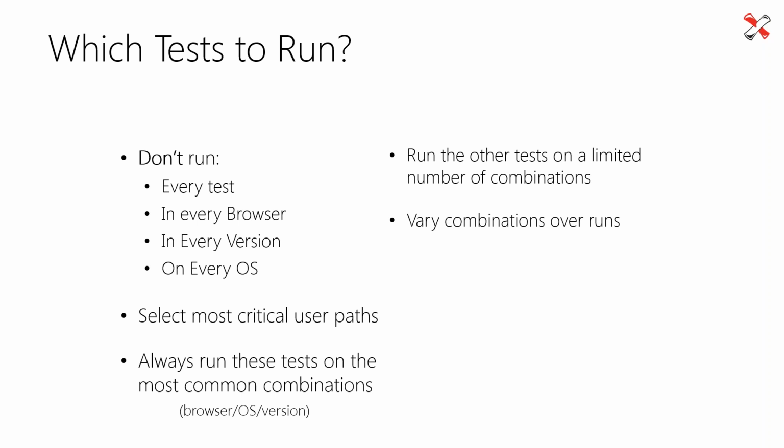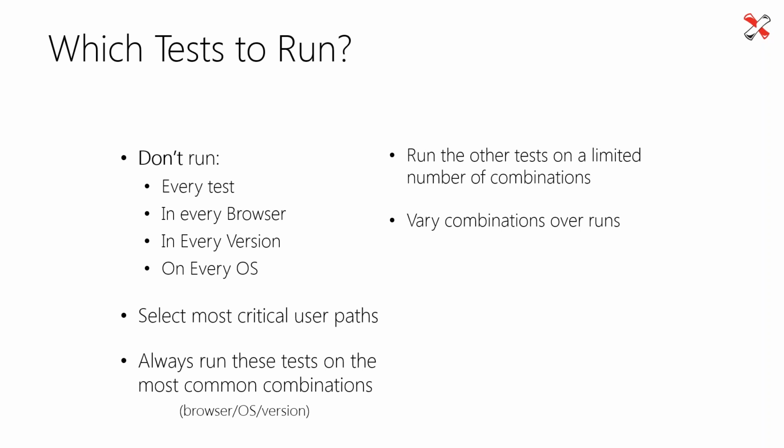Identify your most critical user paths. What is essential for your business to work? If you have a shop, then people need to be able to find the items in your shop, put them in the cart, and then buy them. Something like that.